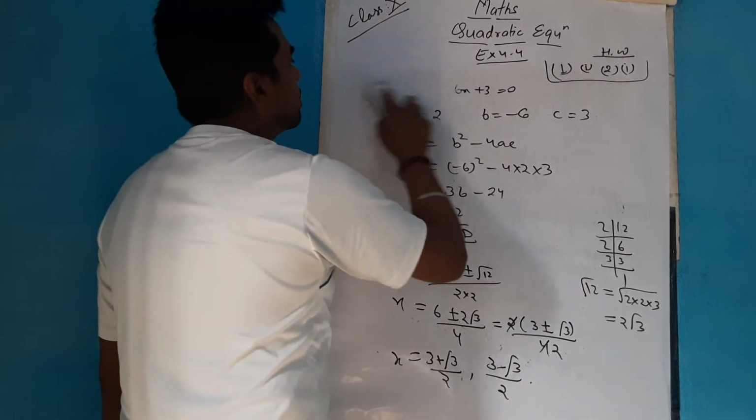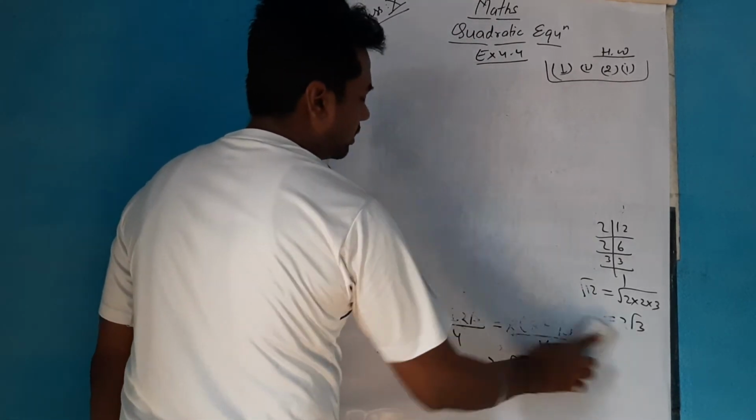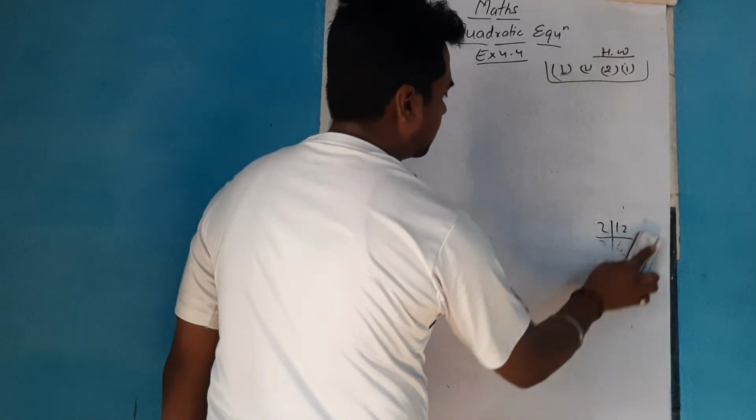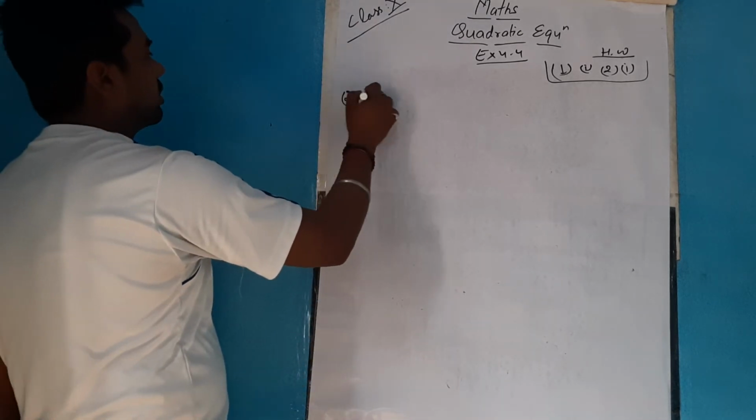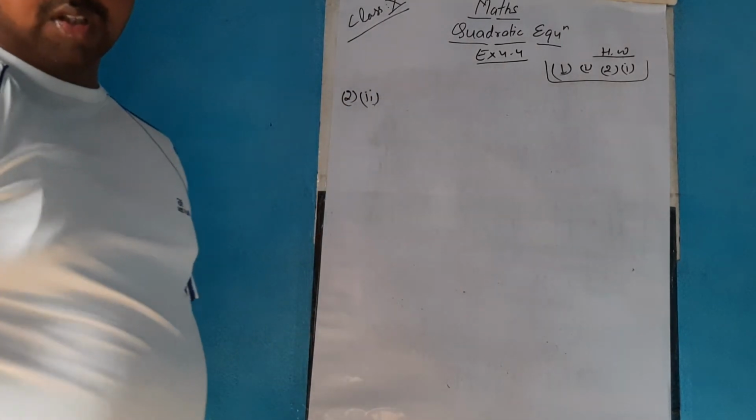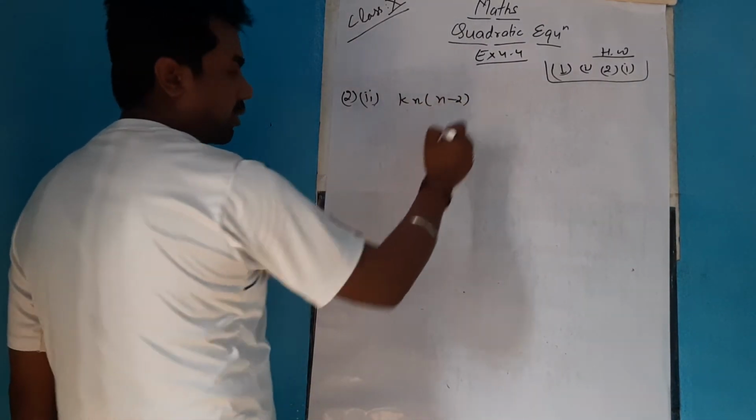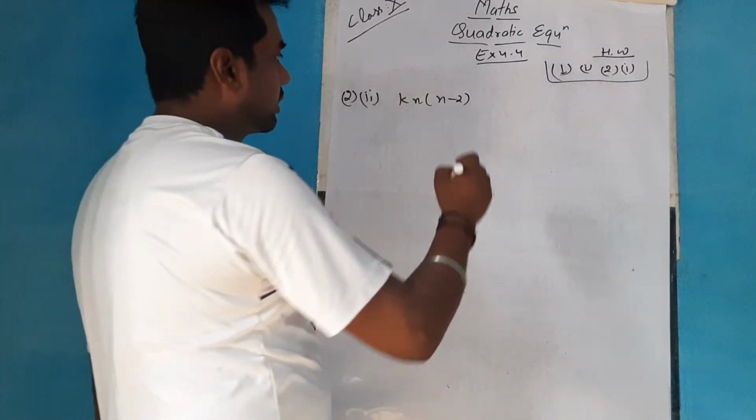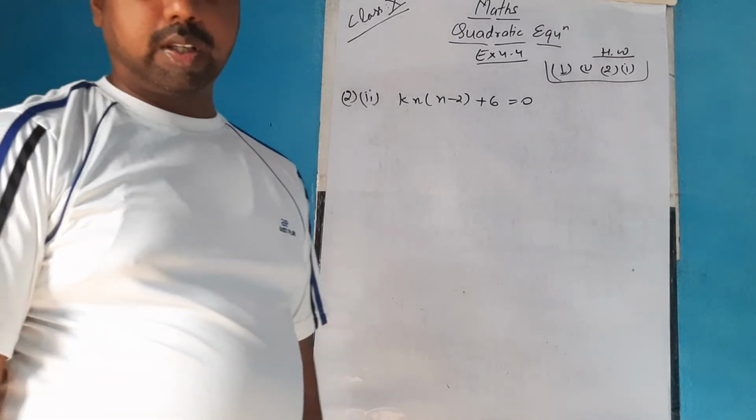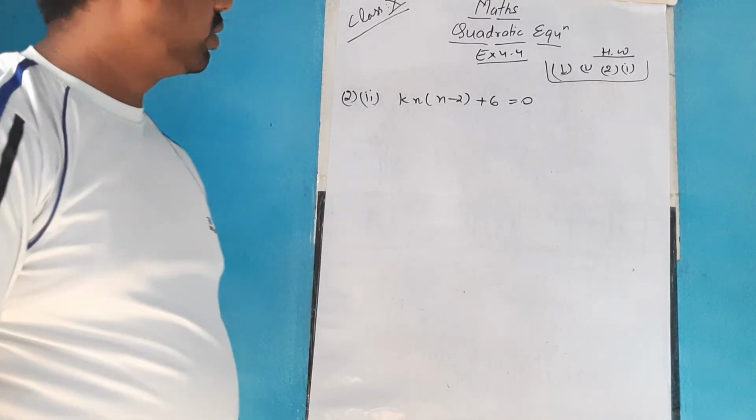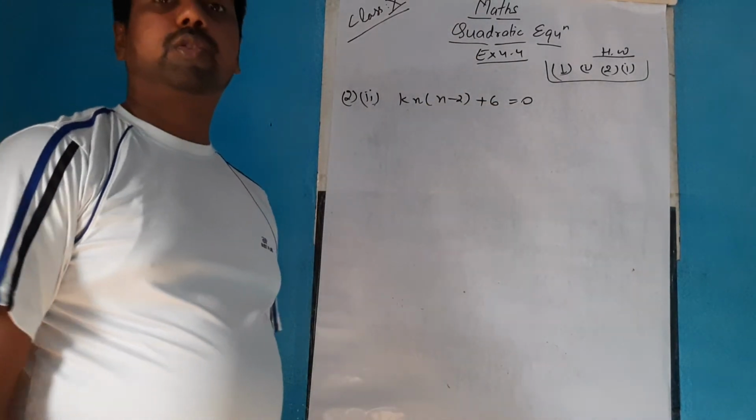Now I'll do the second question, which is based on a value of k. So second question, second part. Kx times x minus 2 plus 6 equals to 0. Kx times x minus 2 plus 6 equals to 0. And we have to get the value of k. It says that they have two equal roots.